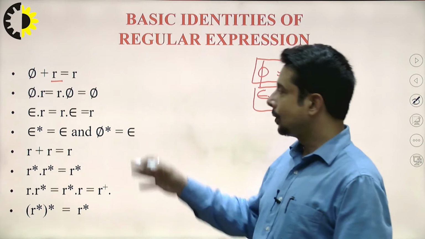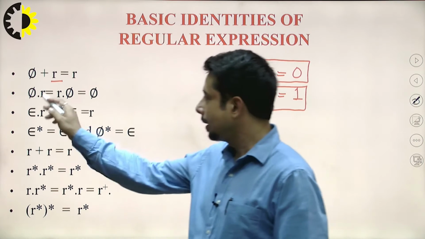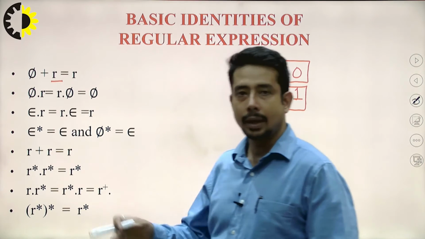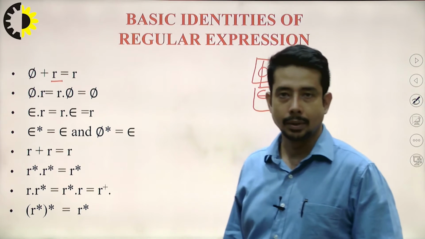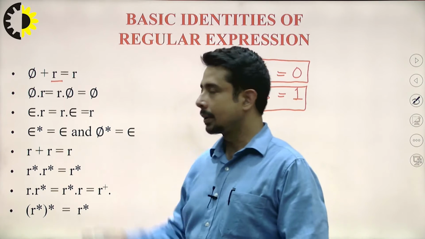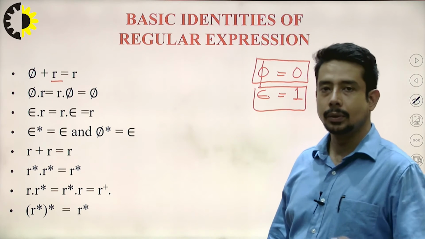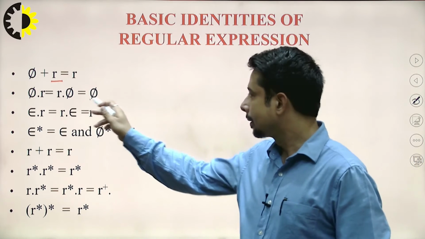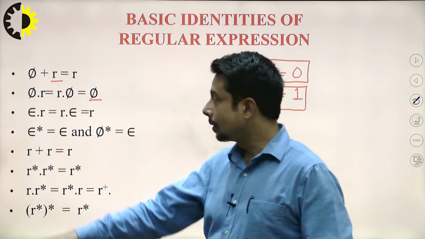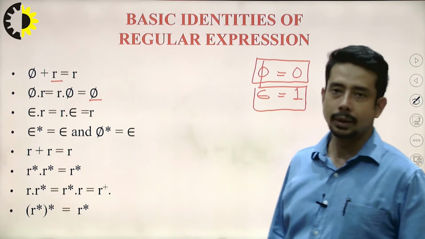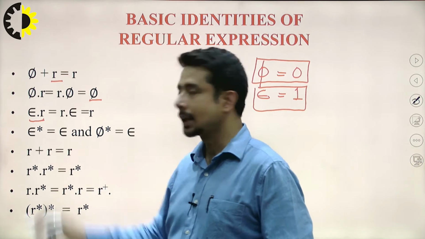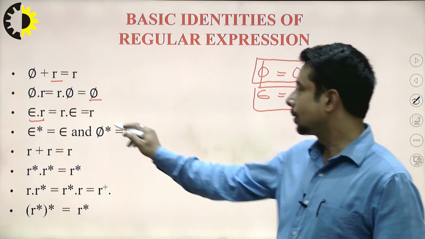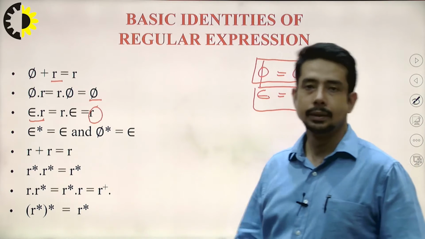Okay. If we do such an operation like phi multiplied by r, or phi concatenated with r, this is nothing but the concatenation operator. Phi concatenation operator with r, product with 0. What is the answer? 0 only. Correct? If we take the product of the regular expression with phi, then also it will give you 0. Next, same way, in place of phi, if we use epsilon, that means 1, then we will get r into 1, which is r. Correct?